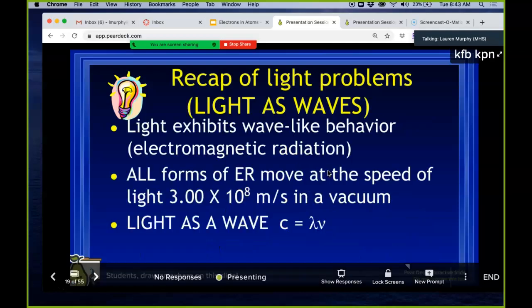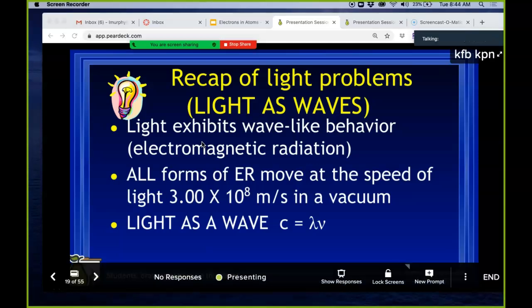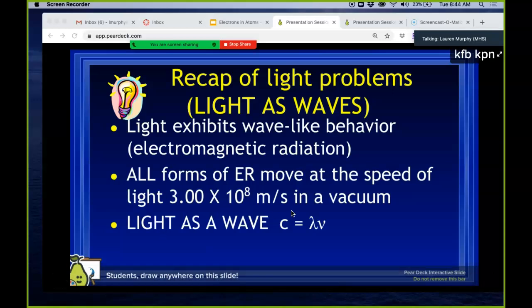So now we're going to talk about light. We talked about light as waves. Hold on one second. Okay, so all forms of electromagnetic radiation move at the speed of light, which is this number, in a vacuum. A vacuum is like a sealed container where there's no resistance or anything, which is not what we're sitting in right now. We're not sitting in a vacuum with no air resistance. And so the equation for light as a wave is this one. This symbol right here means wavelength, so this is the equation that mathematically describes light traveling through space like a wave.